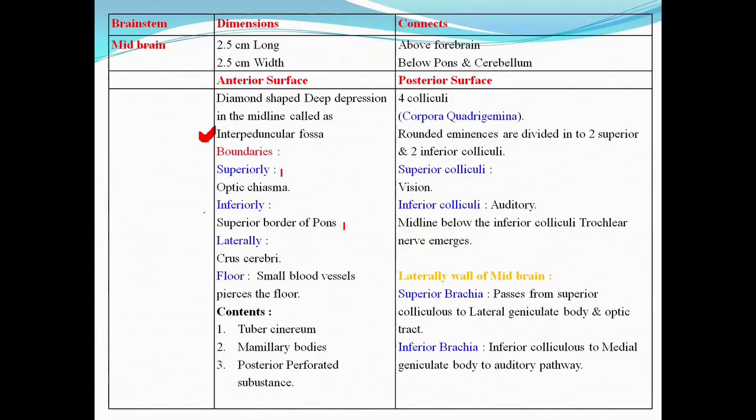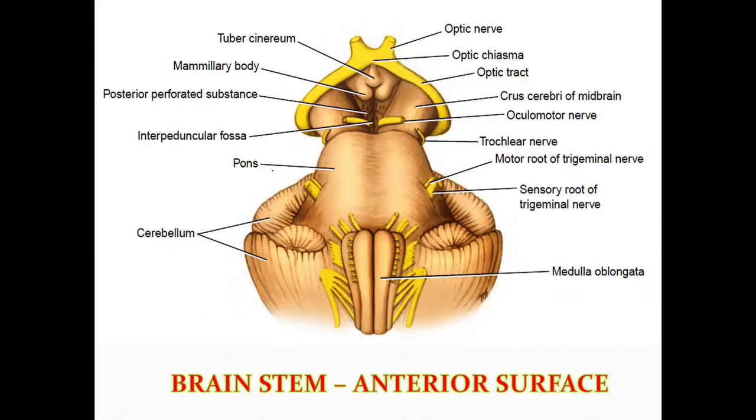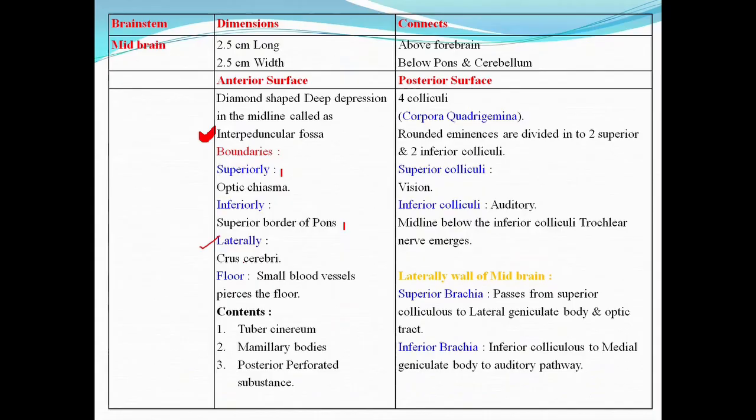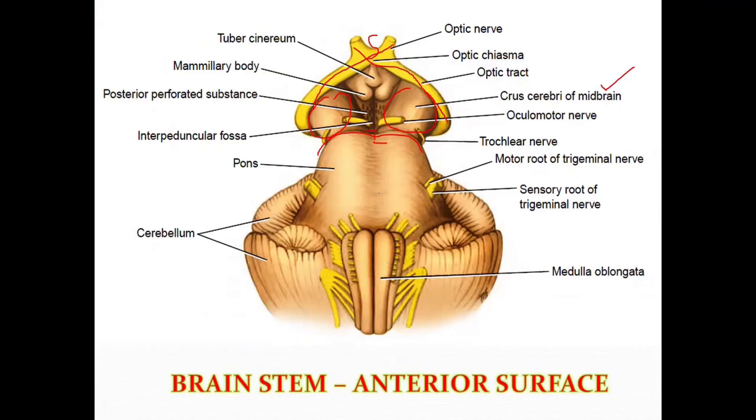Laterally it is bounded by the crus cerebri. So this is one side crus cerebri and this is the other side crus cerebri of the midbrain, which is in communication with the forebrain. And then the floor is formed by blood vessels, which I can name the posterior perforated substance, and a few other contents, which you can identify from above onwards.